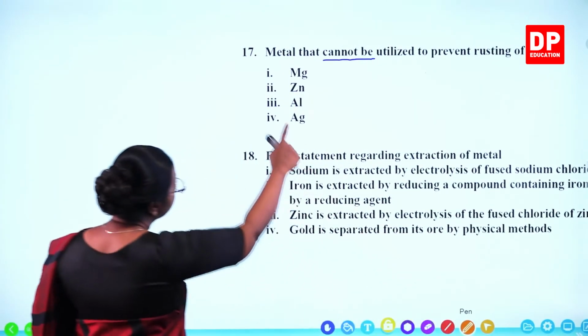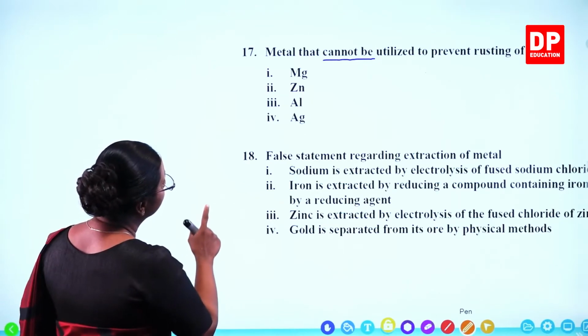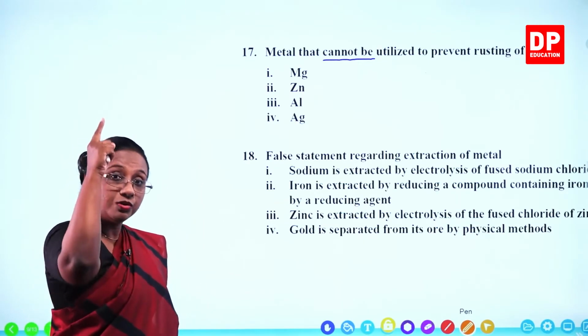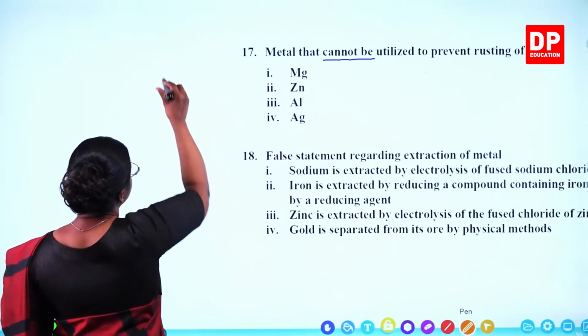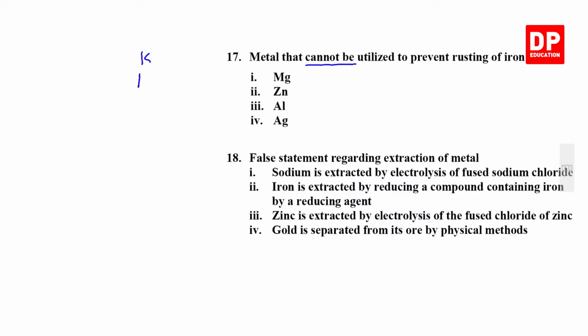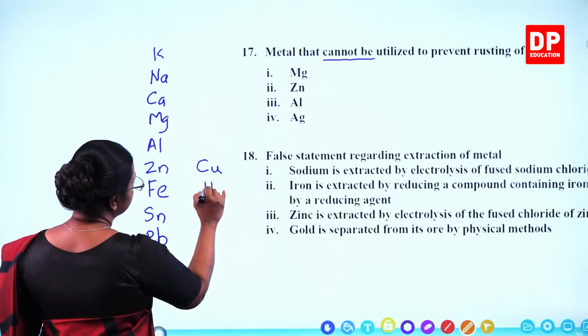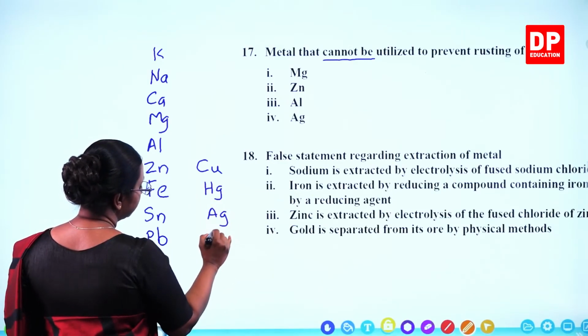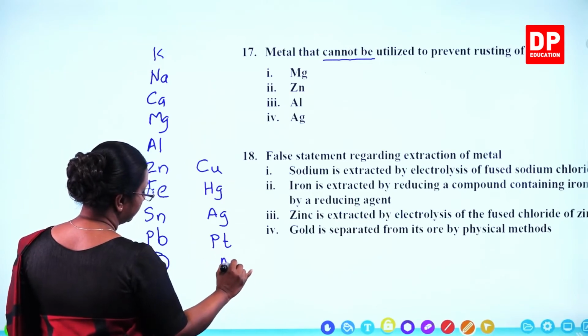Again, if we take magnesium, zinc, aluminium, silver. So, again recall the activity series. Potassium, sodium, calcium, magnesium, aluminium, zinc, iron, tin, lead. Then we have hydrogen, copper, mercury, silver, platinum and gold.